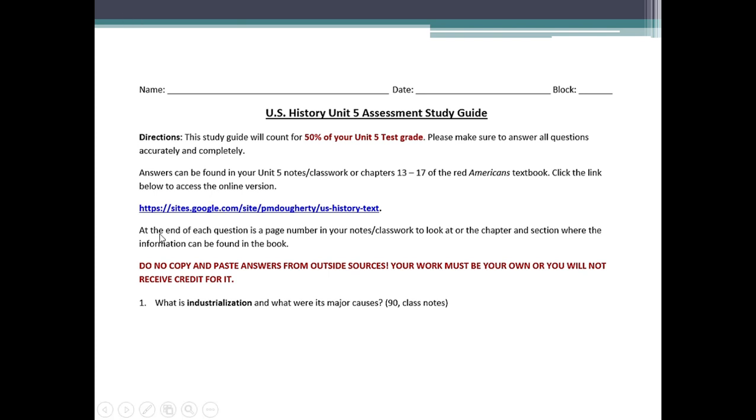Now, listen carefully to this part. Do not copy and paste answers from outside sources. Your work must be your own, or you will not receive credit for it. I know it's very easy to Google anything, to just copy and paste an answer, or even to copy and paste from the book, but I'm not giving you credit for that. This is part of your test grade, and really your classwork, you shouldn't be doing that either. It doesn't really show me that you've learned anything.